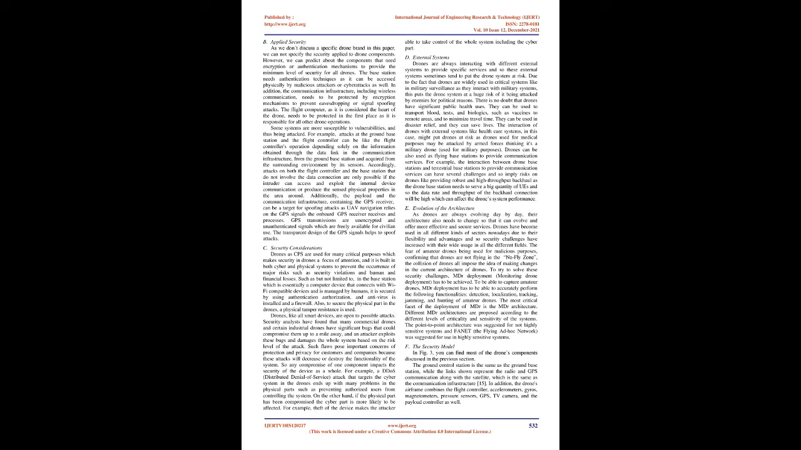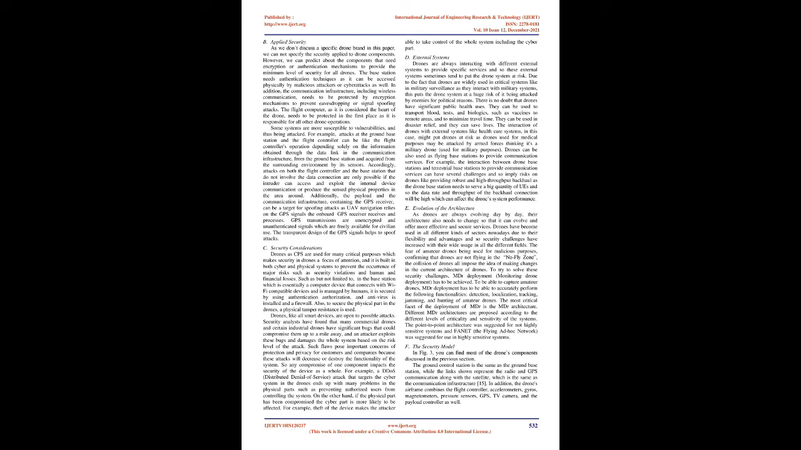Additionally, the payload and the communication infrastructure, containing the GPS receiver, can be a target for spoofing attacks, as UAV navigation relies on the GPS signals the onboard GPS receiver receives and processes. GPS transmissions are unencrypted and unauthenticated signals which are freely available for civilian use. The transparent design of the GPS signals helps spoofing attacks.